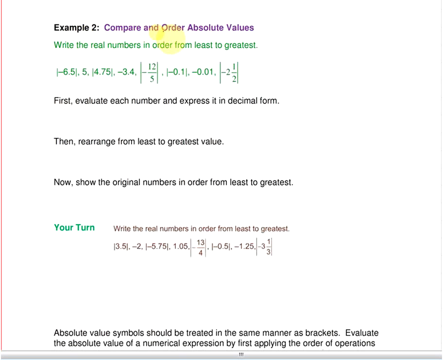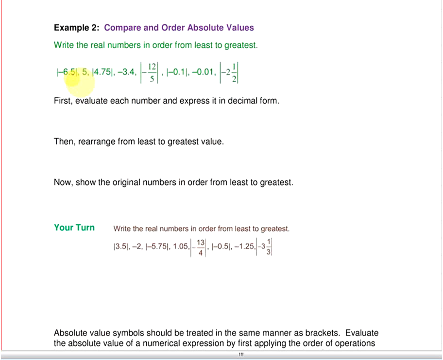Example 2. Compare and order absolute values. Write the real numbers in order from least to greatest. So we're going to take these numbers here and we're going to order them from the smallest number up to the biggest number. The first thing we're going to do is evaluate each number and express it in decimal form.